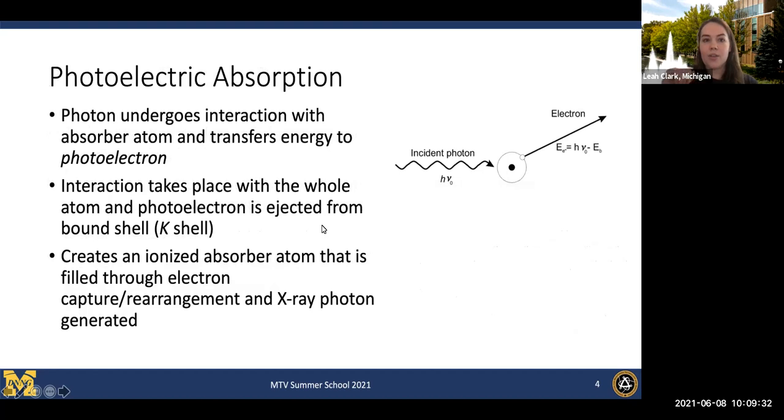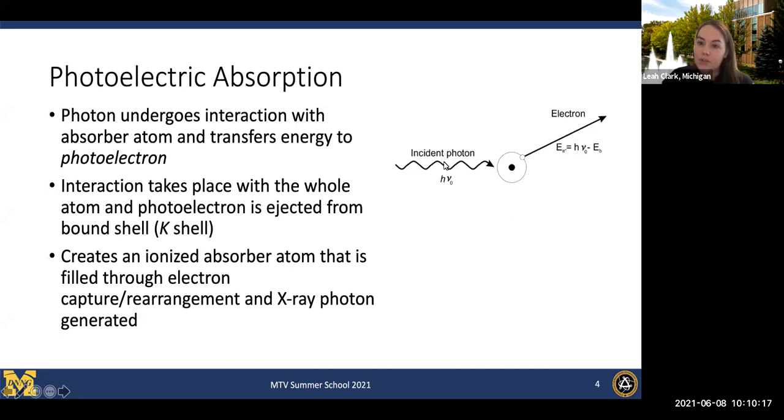Now, there are three main interactions that can occur for gamma rays, and the first that I'm going to talk about is photoelectric absorption. Photoelectric absorption occurs when the incident photon or gamma ray interacts with a bound electron within the absorber atom, and it transfers the full energy to what is called a photoelectron. This diagram is very useful for this. We have our incident photon come in, it interacts with our atom, and then this photoelectron is emitted.